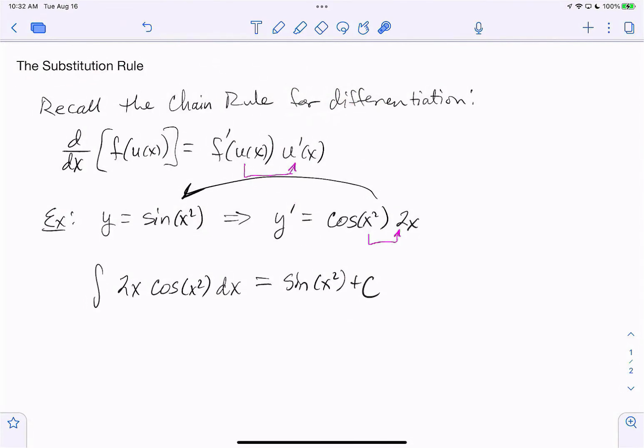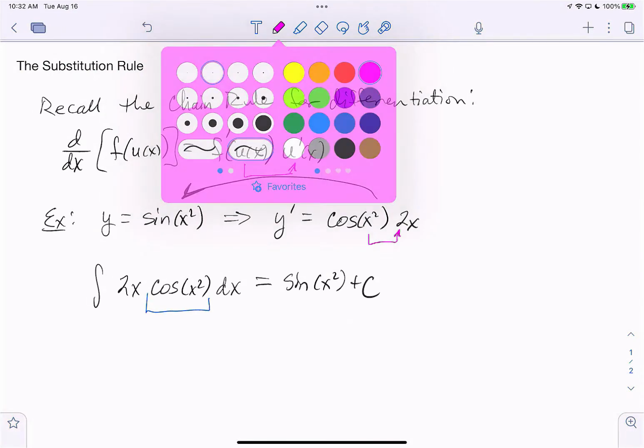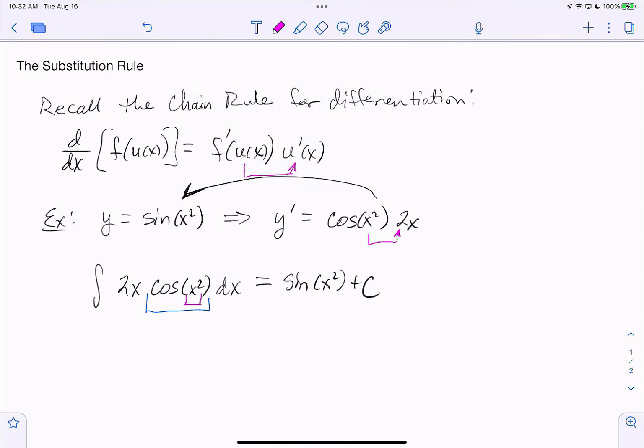And the way the substitution rule works is, if I identify a composition of functions in an integrand, then I look at the inside function, and I'm going to call that u. So I'm going to say u is equal to x squared. Now I'm going to differentiate both sides. And if I'm using correct mathematical notation, then I'm going to say that du is equal to 2x dx. I need differentials on both sides. Please, please, please include differentials on both sides.